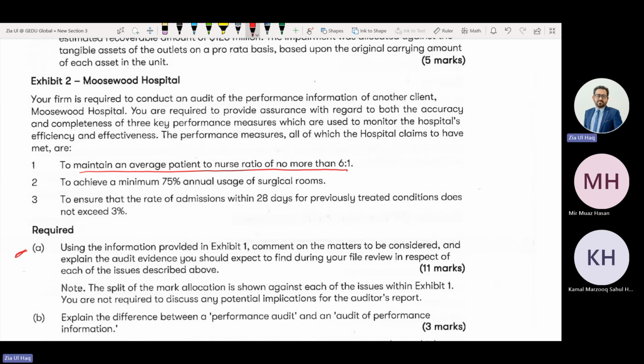How can we verify there is a 6:1 nurse ratio? By the HR information sheets, like printed reports of staff. We can compare our nurse record sheets with the patients' records to see there is a 6:1 ratio. What else?